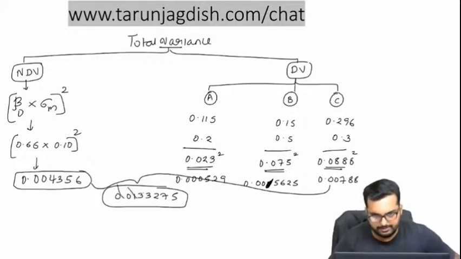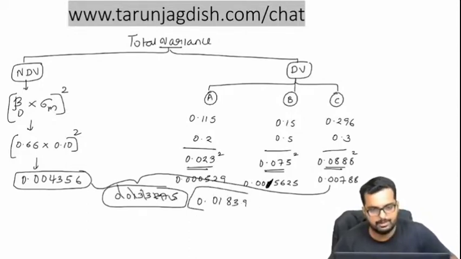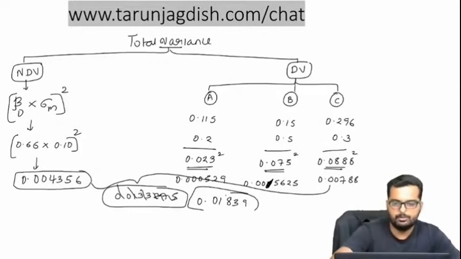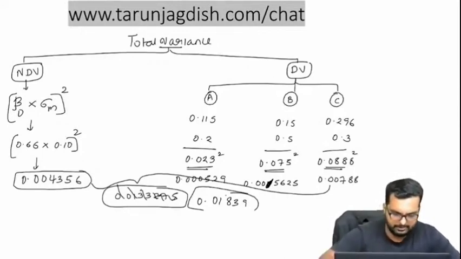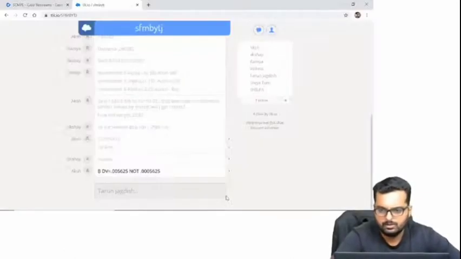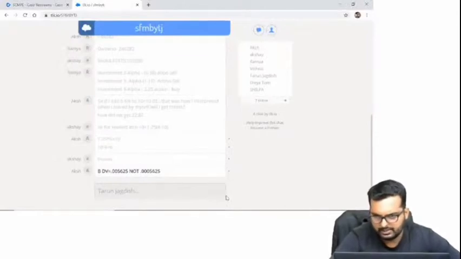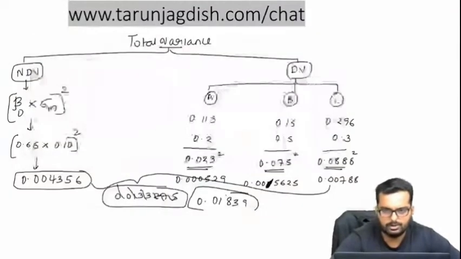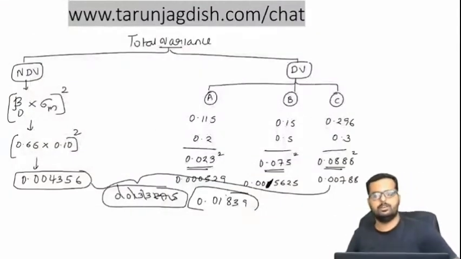Okay, the answer will be 0.01839. There was an arithmetic mistake, friends. Anyways, put this in your books and finish it off. This is as per the Sharpe index model. Thank you, Ash. I think that is where I went wrong. That 10 made my life miserable. Please put the correct answer in your books now.